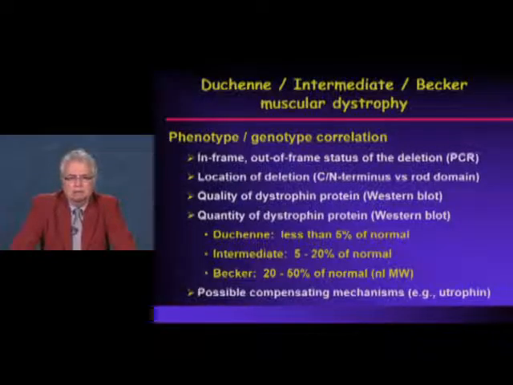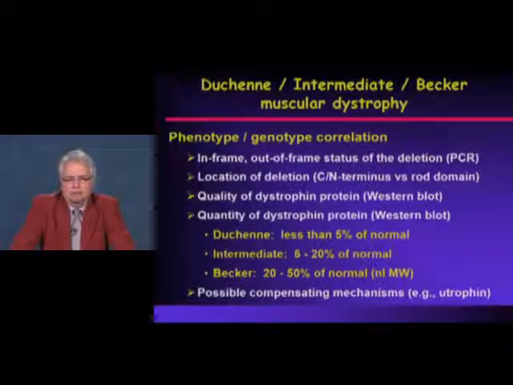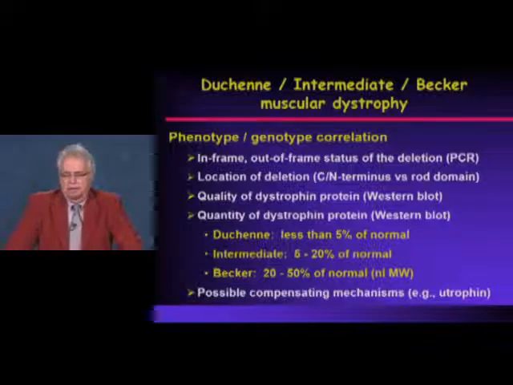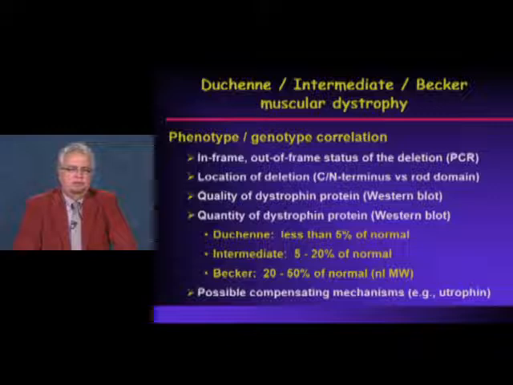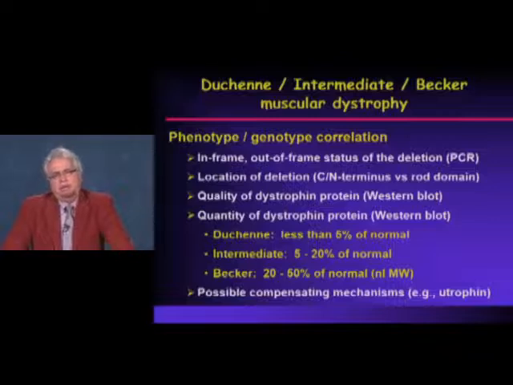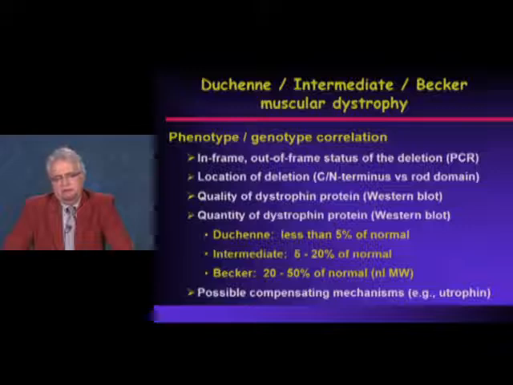Also, the quality of the dystrophin protein on the Western blot is important. If you have a molecule that has a smaller molecular weight in a deletion case, or a larger molecular weight in a patient who has a duplication, that usually happens in patients who have Becker muscular dystrophy. At the end, what really matters is the quantity of the dystrophin protein, how much dystrophin is there. And when you do this test, you get a report that says that this patient has less than 5% of normal. That's very indicative of a Duchenne phenotype.